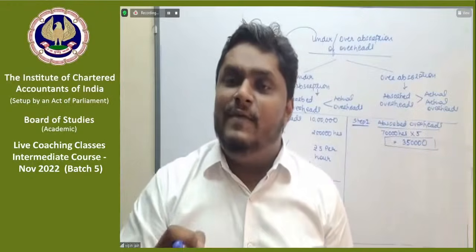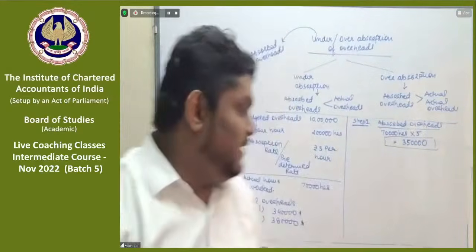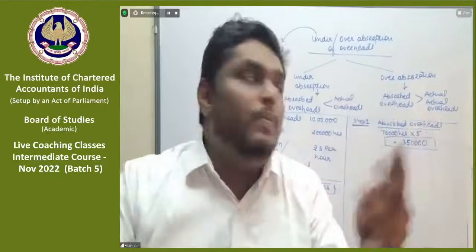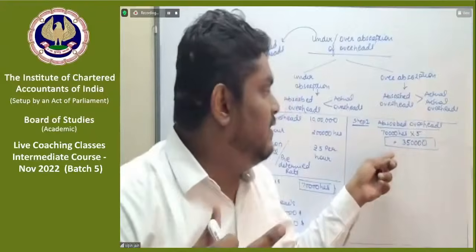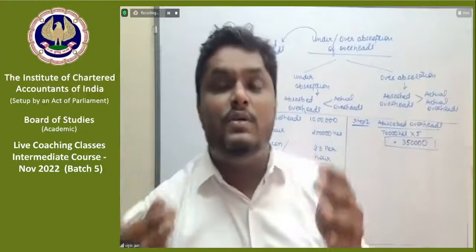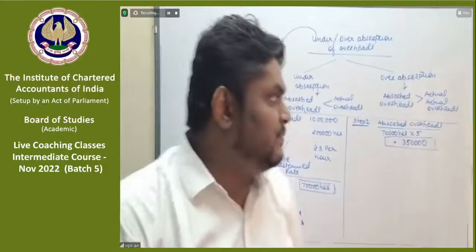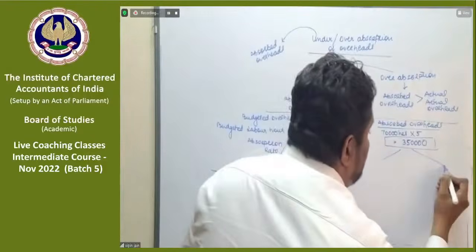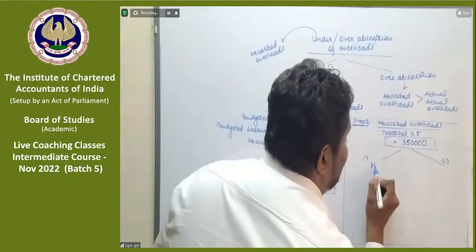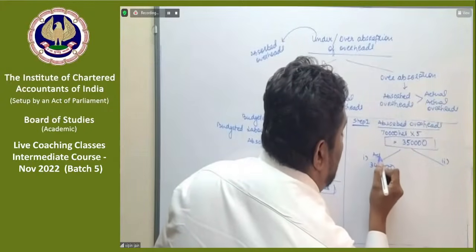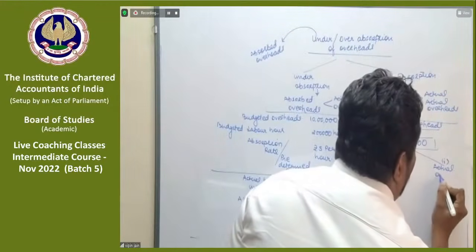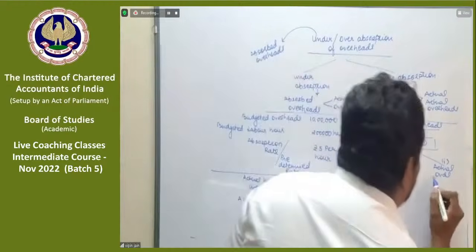I repeat again, this is the first step: you have to calculate the absorbed overheads, wherein we work for actual hours, that is 70,000 hours. So for 70,000 hours, how much expenditure was supposed to be incurred? 3,50,000 are the overheads that were supposed to be absorbed. Now, two situations, first and second. In the first situation, let's say my actual overheads are 3,40,000. In the second, actual overheads are 3,80,000.